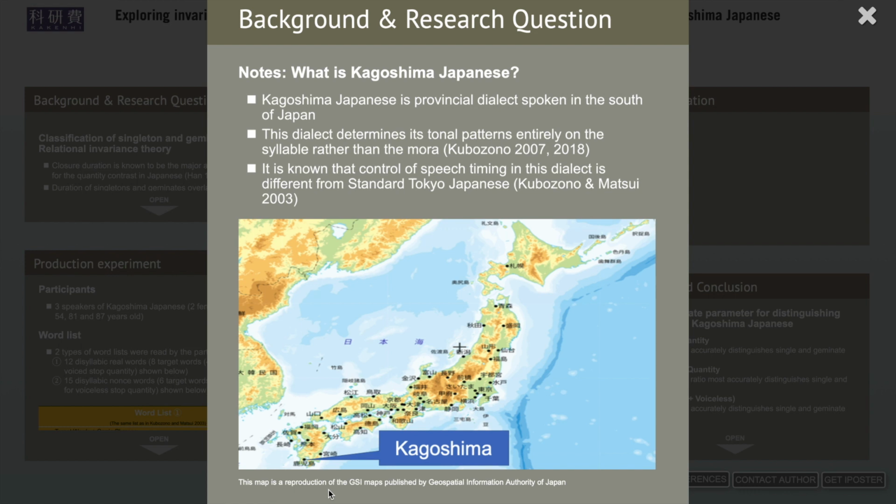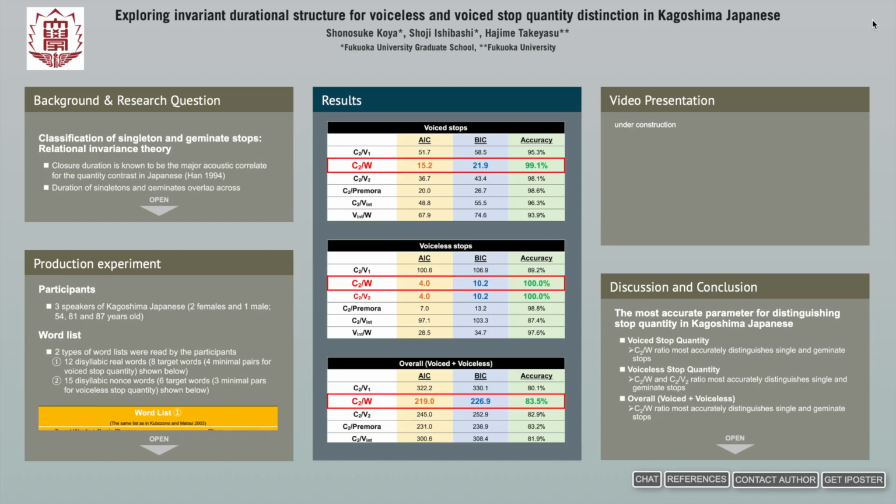Kagoshima Japanese is also different from Tokyo Japanese, a mora-timing language, in terms of control of speech timing. For example, a vowel in closed syllable has longer duration than those in an open syllable in Tokyo Japanese, but there are no such differences in Kagoshima Japanese. Now, let's move on to the production experiment.